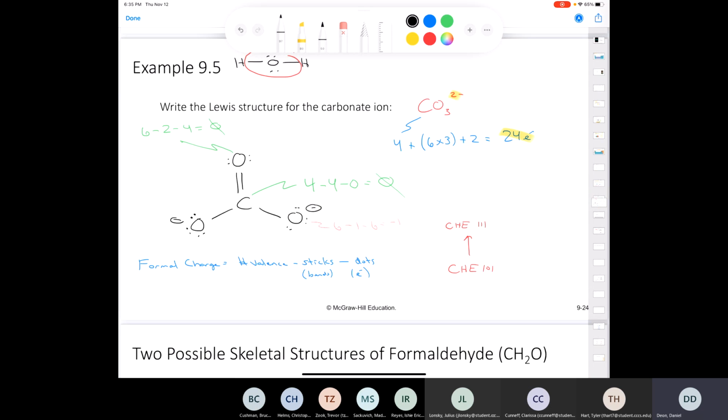The same thing applies to this oxygen. It's got 6 valence electrons minus 1 stick or 1 bond and 6 electrons, -1. -1 plus -1 gives you -2. And there we go. Give me a thumbs up if you follow me on the concept of formal charge.